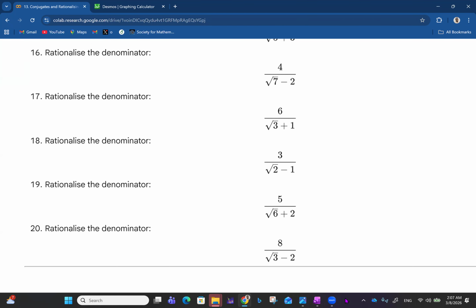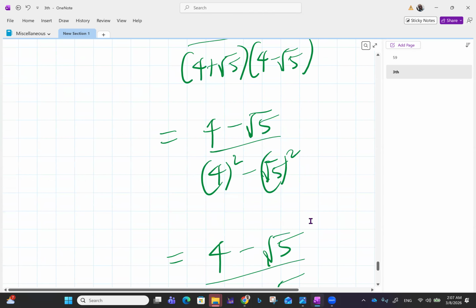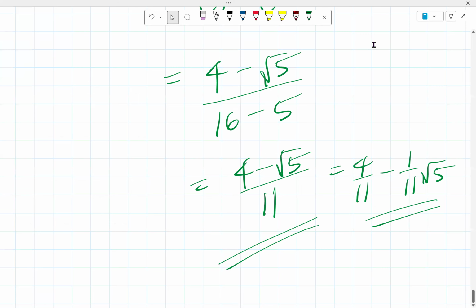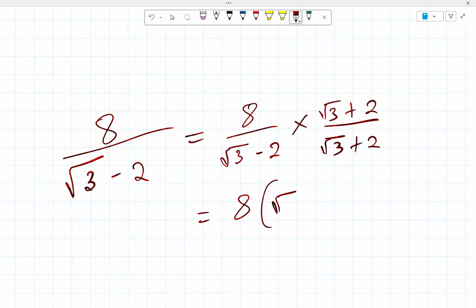8 over root 3 minus 2. So for 8 all over root 3 minus 2, again we have the conjugate to be root 3 plus 2. So that will be 8 over root 3 minus 2 times root 3 plus 2 all over root 3 plus 2. That means we have 8 into root 3 plus 2, all over root 3 minus 2 into root 3 plus 2.